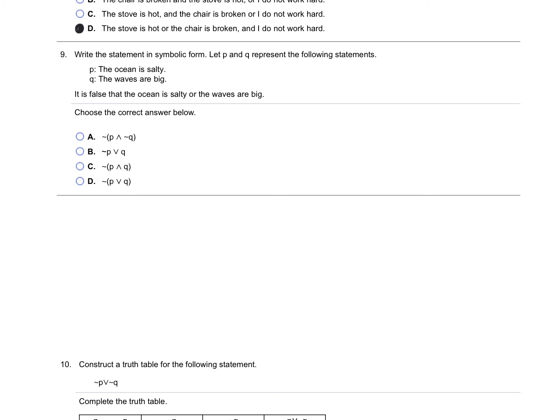So it is false that starts with the negation symbol, and then you're going to have parentheses. All 4 answer choices start like that, except for B. B does not have parentheses, so we can cross that one out. It is false that the ocean is salty, so that's P, right? Or, remember the or is like that, the waves are big, so Q. So that's going to leave us choice D. That's actually the only one that's a disjunction that we haven't crossed out yet. So the answer is D.